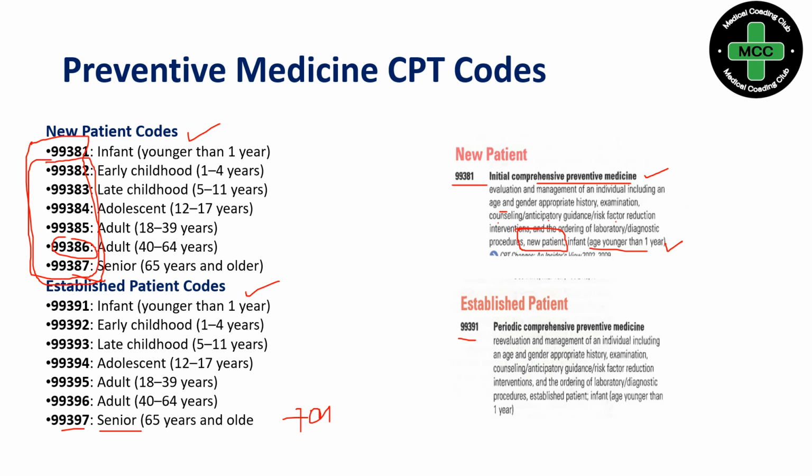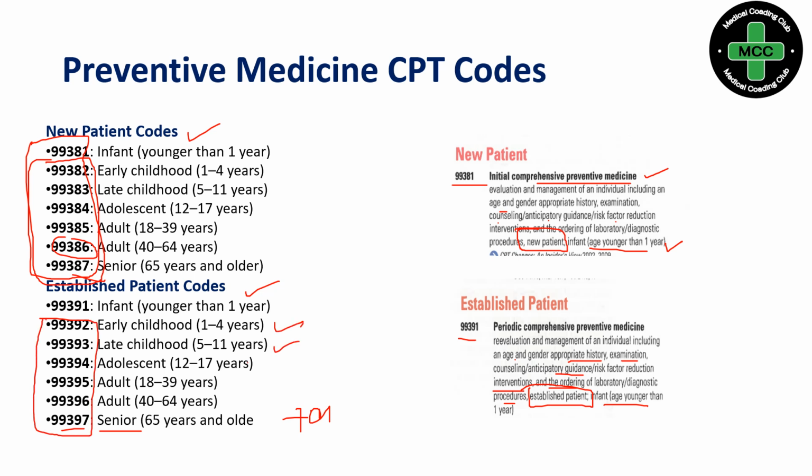And same way established patient, periodic comprehensive preventive medicine, re-evaluation and management of an individual, including an age, gender appropriate history, examination, counseling, anticipatory guidance, risk factor reduction interventions, and ordering of laboratory diagnostic procedure, established patient, infant age younger than 1 year, and all of the remaining codes vary based on the age.